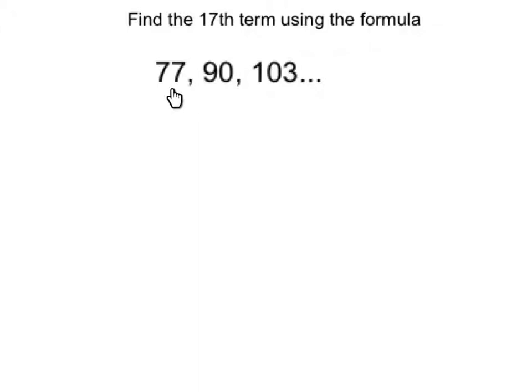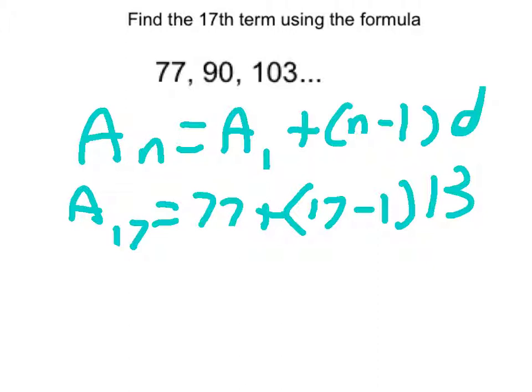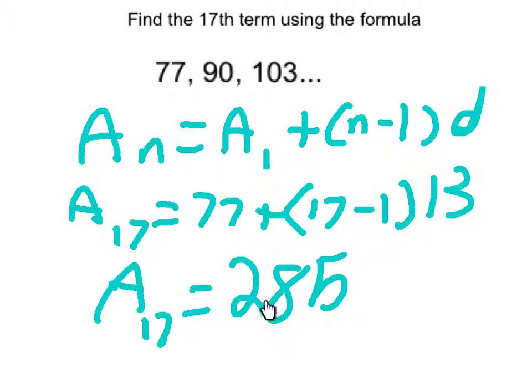The first 3 terms are 77, 90, and 103. Find the 17th term. So what you do first is write your formula. a sub n equals a sub 1 plus n minus 1 in parentheses times d. So now you plug the numbers in. n equals 17, a sub 1 equals 77, and d equals 13. So your new formula is a sub 17 equals 77 plus 17 minus 1 in parentheses times 13. Now you solve, and you should get 285. So the 17th term is 285.